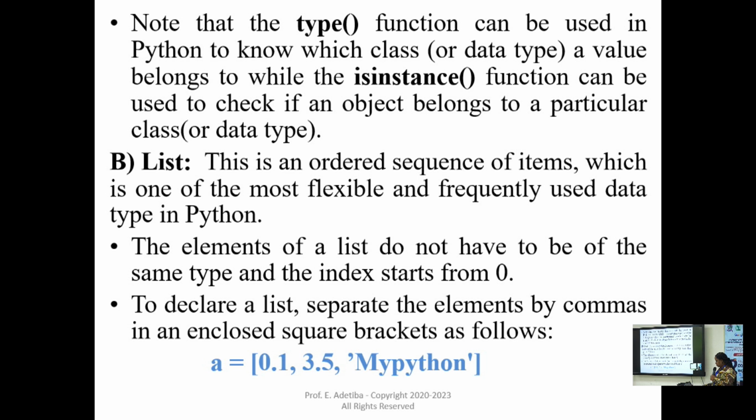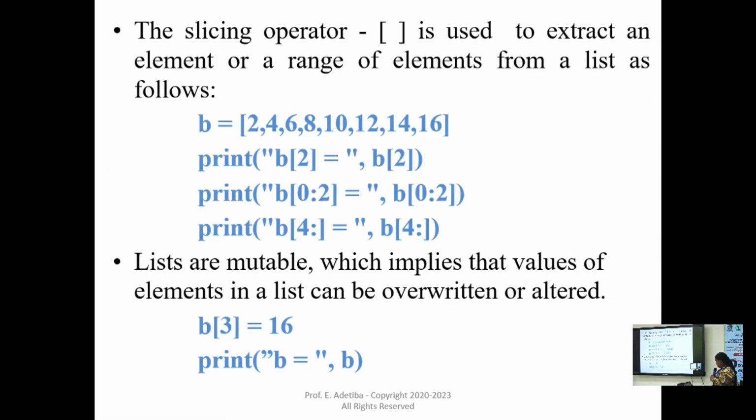Okay, so we have lists. A list could have the same variable types, or it could have different types. In the example we are seeing down here, we have floats and then a string, all in a list called a. Also there's the slicing operator, which was already shown earlier, used to extract an element or a range of elements from a list. We could try some of these things in our Jupyter app that has been installed.